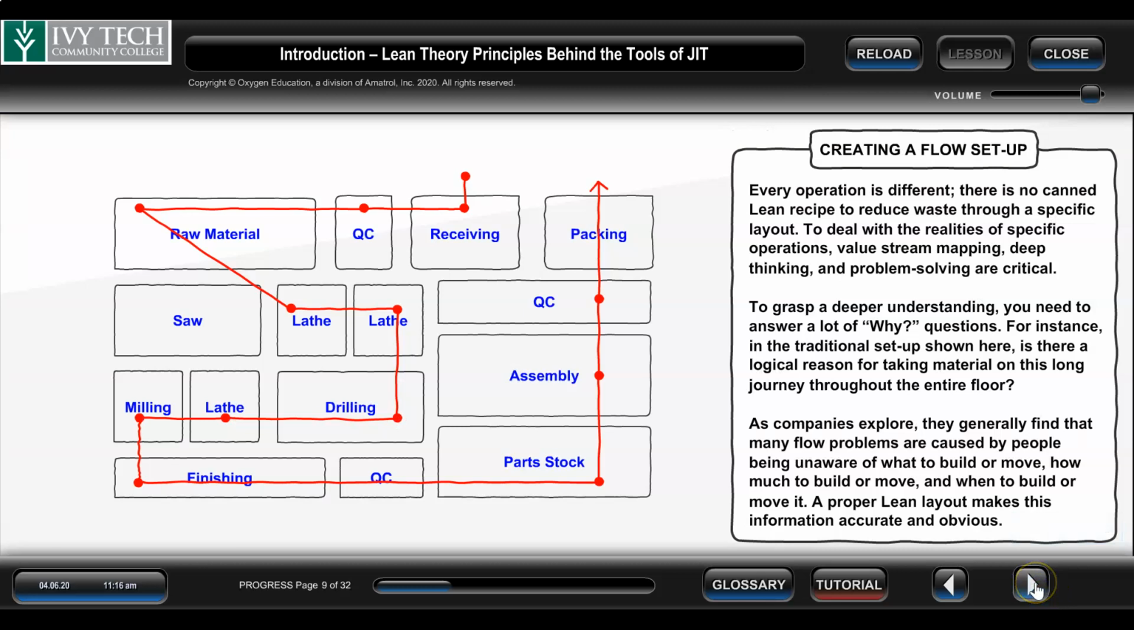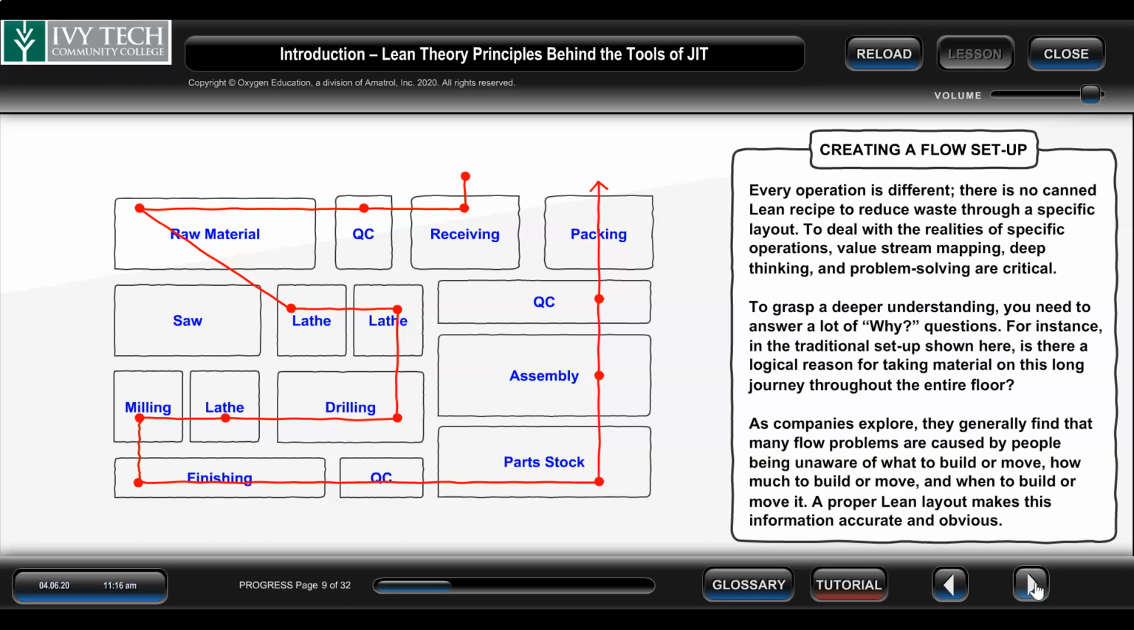Creating a flow setup. Every operation is different. There is no canned lean recipe to reduce waste through a specific layout. To deal with the realities of specific operations, value stream mapping, deep thinking, and problem solving are critical. To grasp a deeper understanding, you need to answer a lot of why questions.